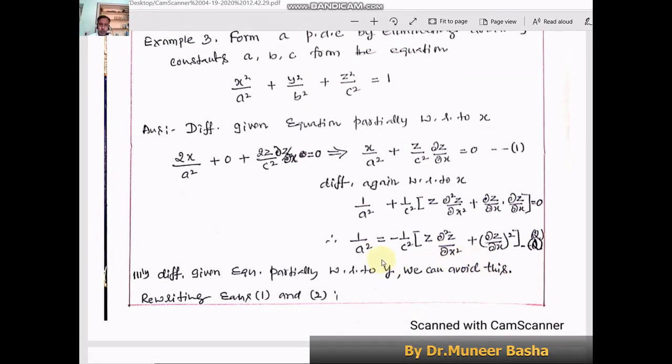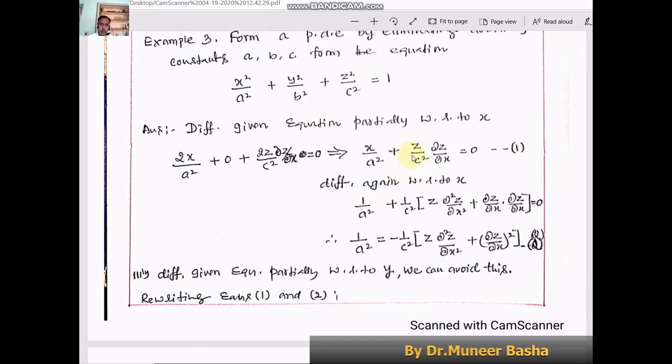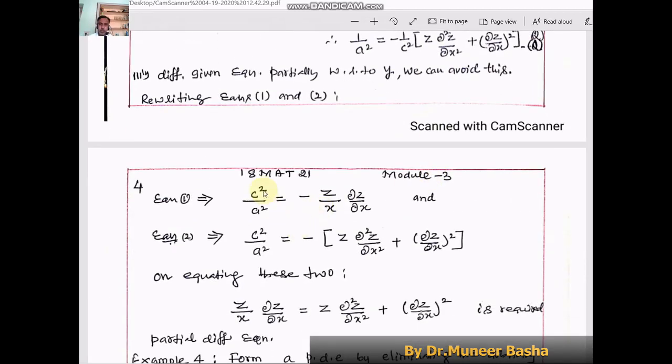On the same lines we can differentiate with respect to y also. Here we shall avoid differentiating with respect to y and rewrite equations 1 and 2 in this form. So you can observe here equation 1 is written as c square by a square is equal to minus z by x dou z by dou x. It is just cross multiplication. Shift this to the right hand side and cross multiply c square to the left hand side, x to the right hand side. We will get c square by a square is equal to minus z by x dou z by dou x.